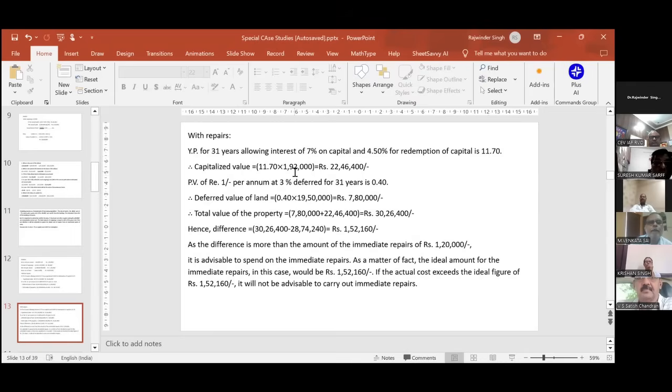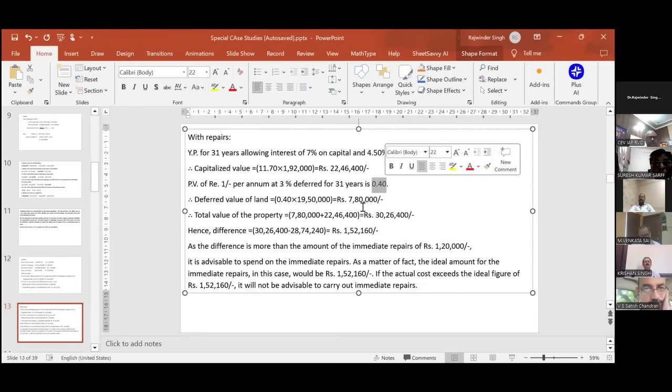So rent will remain the same, 1,92,000 for 31 years. Capitalized value will be 11.70 into 1,92,000, 22,46,400. And now the value of the land you have to calculate after 31 years. You have to calculate the present value of the land after 31 years. You defer it. Let us suppose we defer it at 3%. The factor which was 0.64, now it becomes 0.40. So the value of 19,50,000 becomes 7,80,000.